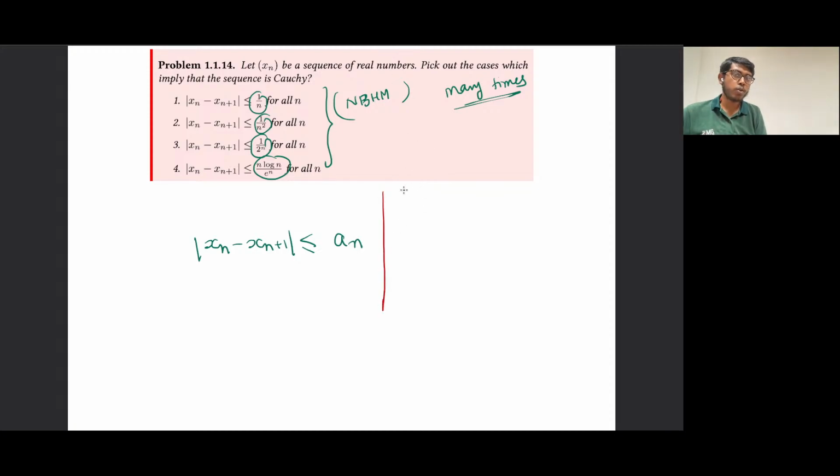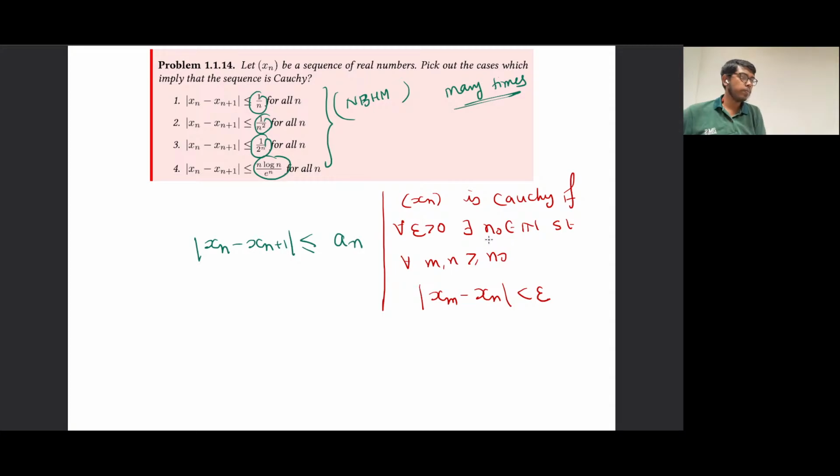When we say the sequence xn is Cauchy, it means that for every epsilon greater than 0, I can find some n naught such that for every m, n bigger than or equal to n naught, the difference xm minus xn is less than epsilon. That is the same as writing xn plus p minus xn is less than epsilon, assuming that m is bigger than n. So this m is n plus p.